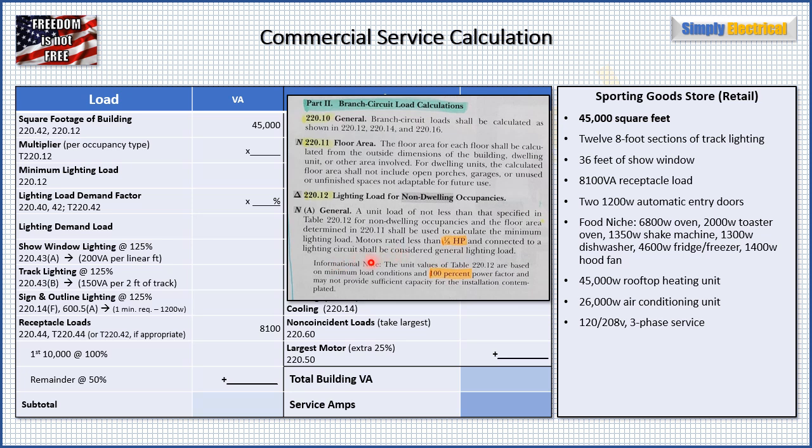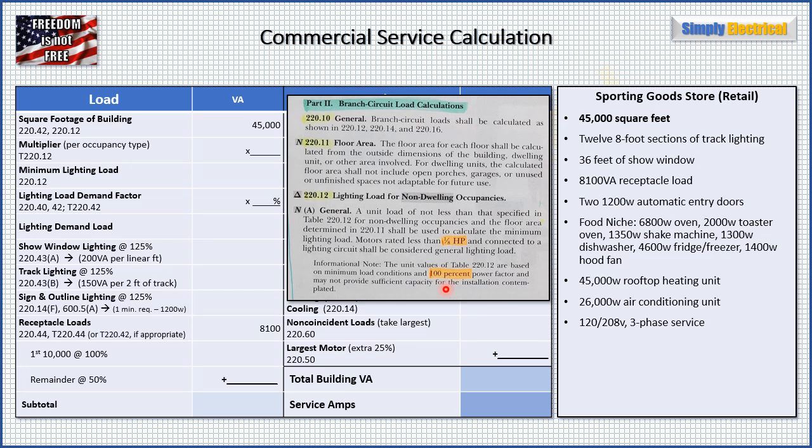Last thing here is an informational note. It says the unit values of table 220.12 are based on minimum load conditions and 100% power factor and may not provide sufficient capacity for the installation contemplated. All that means is that sometimes you may have a unique situation where you have more than the standard lighting. Say, for instance, this is one I've run into, is in a quilt shop. Now in quilt shops they like very bright light, lots of extra light, and this is just for their main lighting. So in that case, I would figure in extra for the extra lighting that's going into that place.